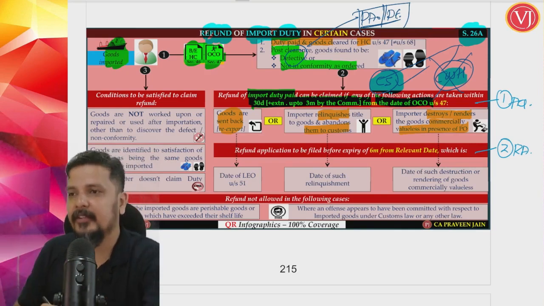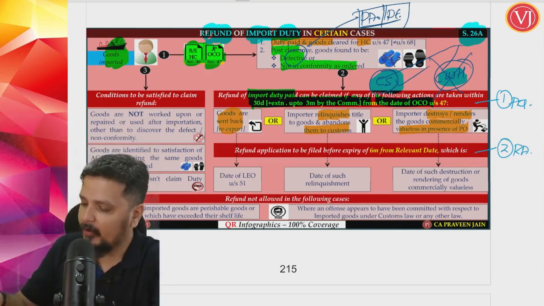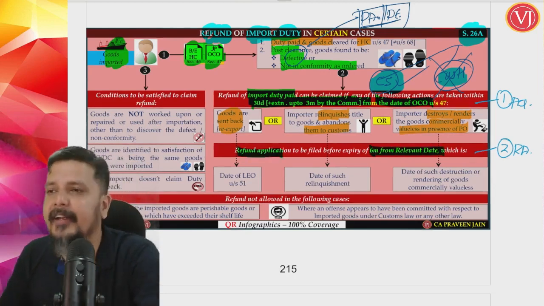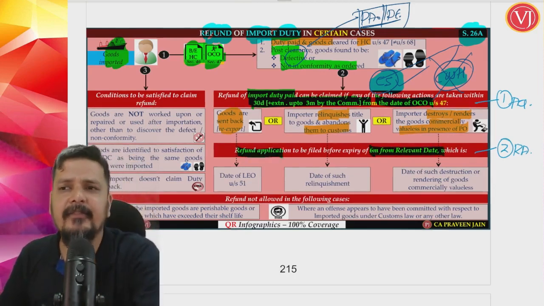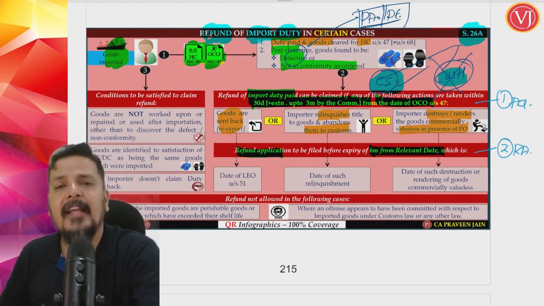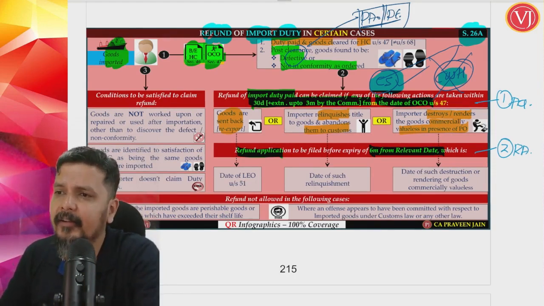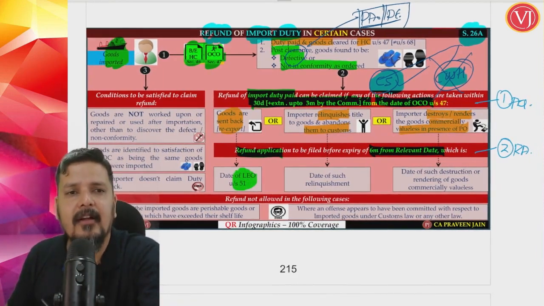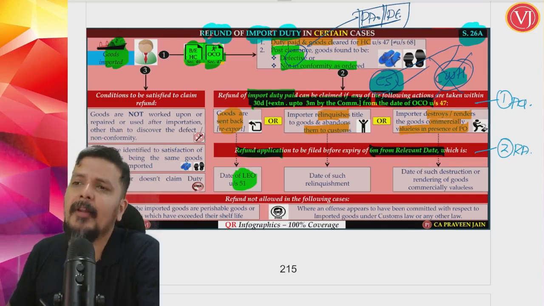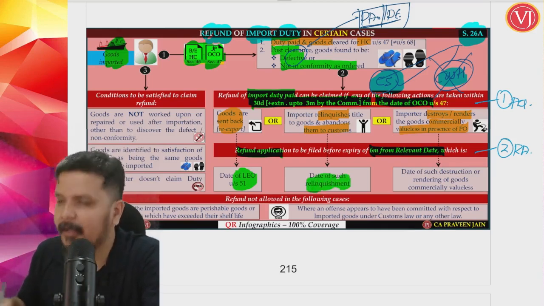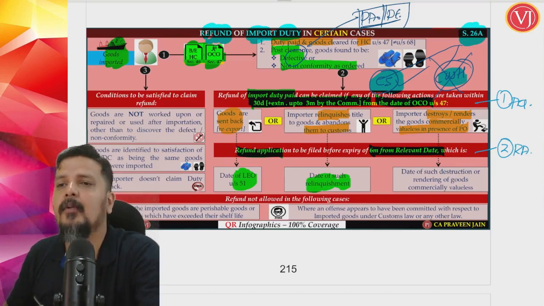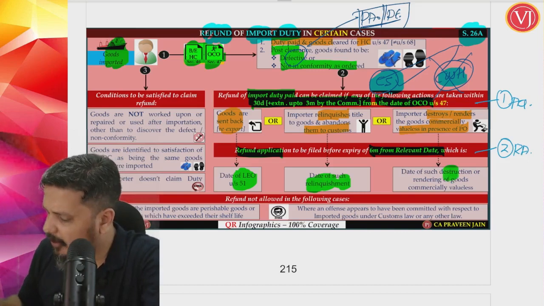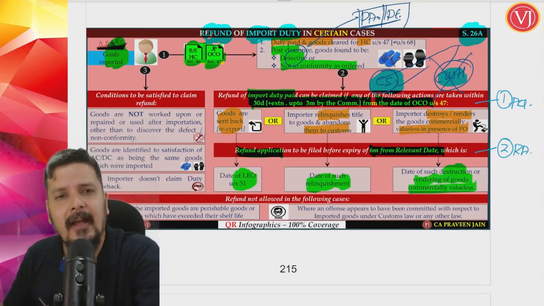After you do that, you make a refund application within 6 months of a logical date. Tell me, what will be the logical date? If I send back the goods, what will be the logical date? Date of export, the export order. If I have given up the title, what will be the logical date? Date of relinquishment. If I have destroyed the goods or made the goods commercially valueless in front of the officer, what will be the logical date? Date of destruction or rendering the goods commercially valueless.